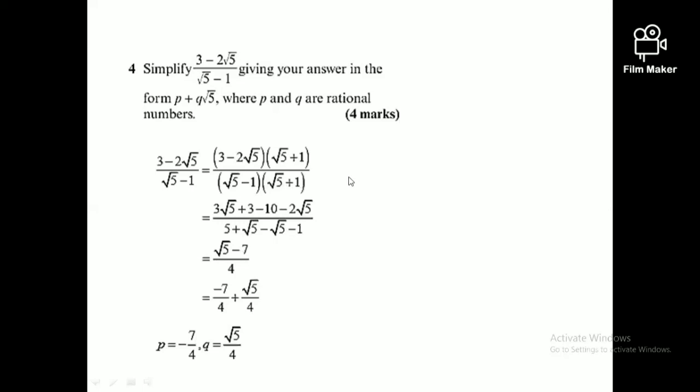So these are the areas where they expect us to work out rationalizing the denominator. All the possible questions where they can ask about rationalizing the denominator are available in this video. Hope you have understood the contents in this video.